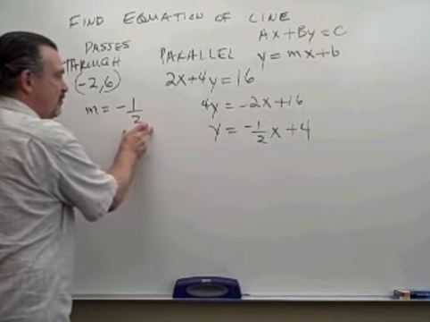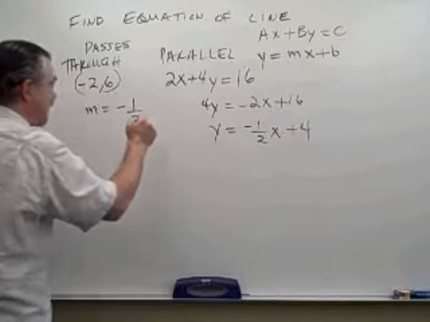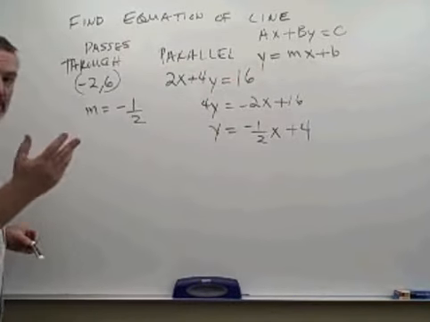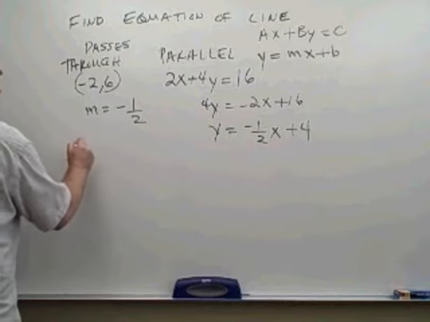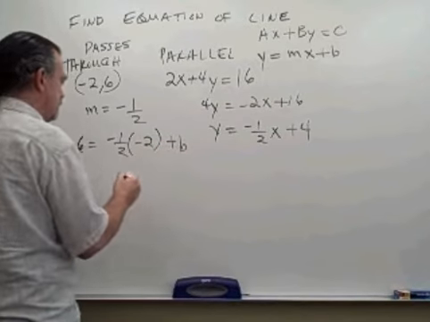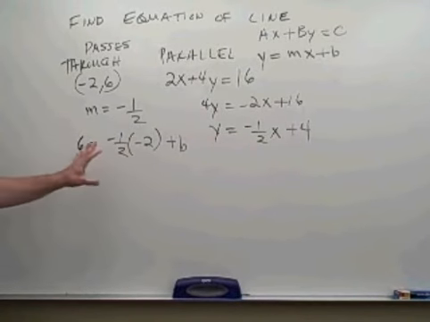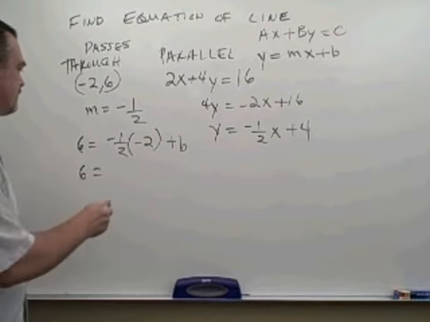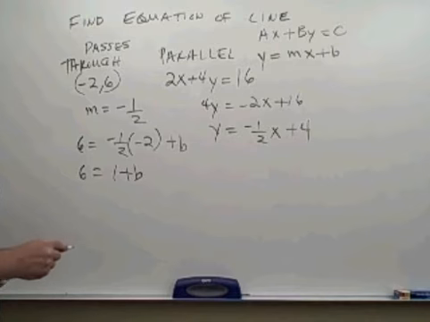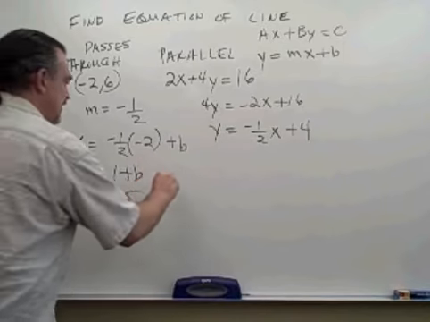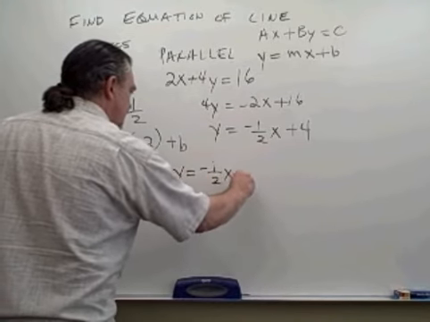So now I know the slope of my line, so I can put that in for m. I'll put in negative 2 for x. I'll put in 6 for y. That will give me an equation that only has b. And I can now solve the equation for b. 6 equals, well, negative times negative is positive. Half of 2 is 1. So 6 equals 1 plus b, so b has to equal 5. So our equation would be y equals negative 1/2 x plus 5.